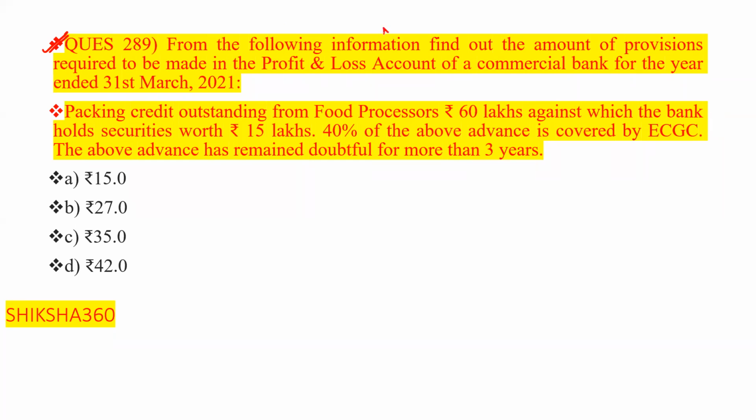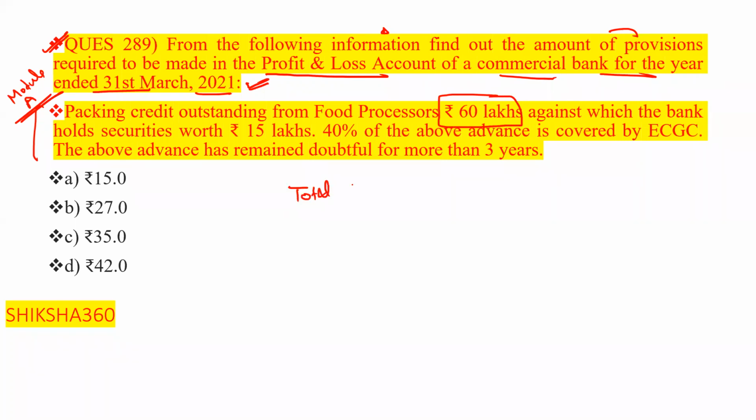From the following information, find the amount of provisions required to be made in the profit and loss account of a commercial bank for the year ended 31st March 2021. This type of question you will also find under Module A, but related to NPA. Packing credit outstanding from food processing, the total amount is 60 lakh.